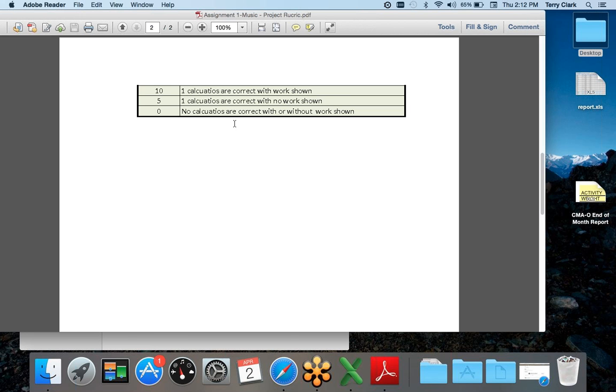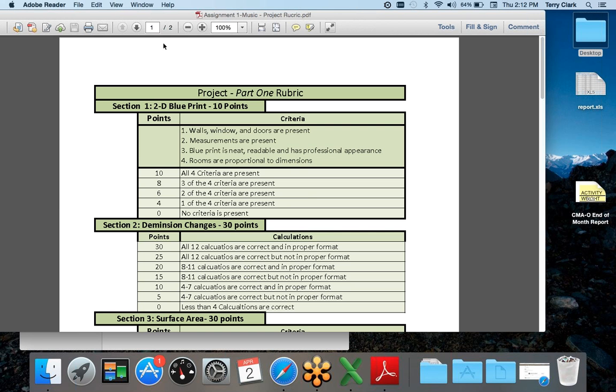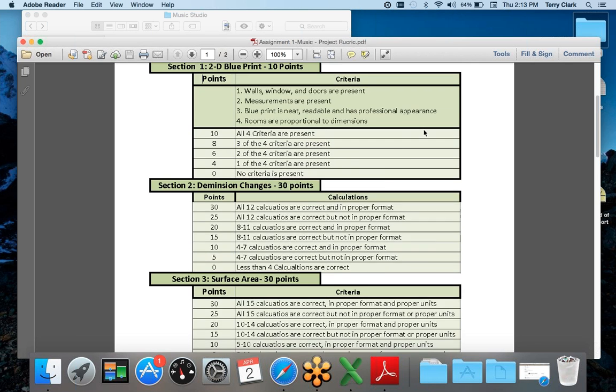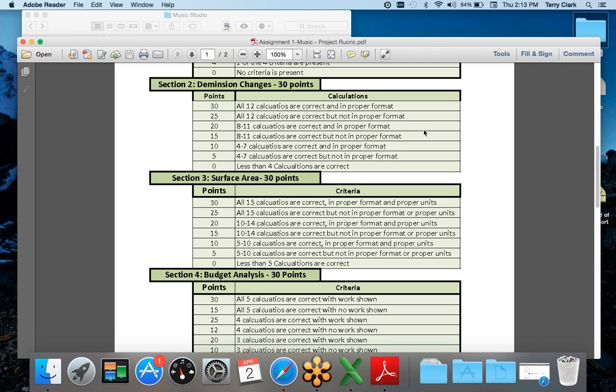Okay, and so we have to really make sure that we do well in those sections. Okay, so that's the rubrics. The rubrics gives me a framework for what I can expect my grade to be if I do my work. I got 4 sections according to the rubrics that has to be done. I've got the blueprint, the dimensions, the surface area, and the budget analysis. So I got four things that I have to do to earn a grade.